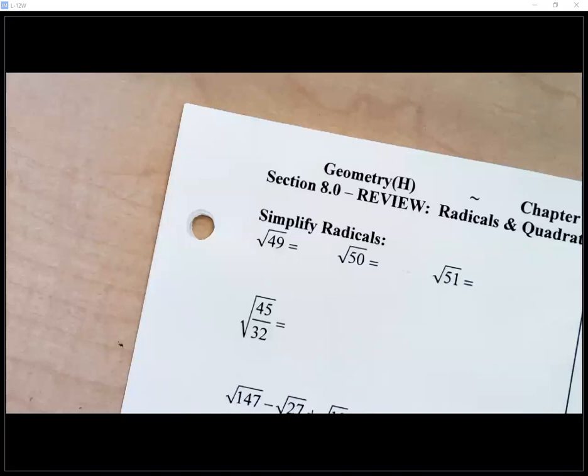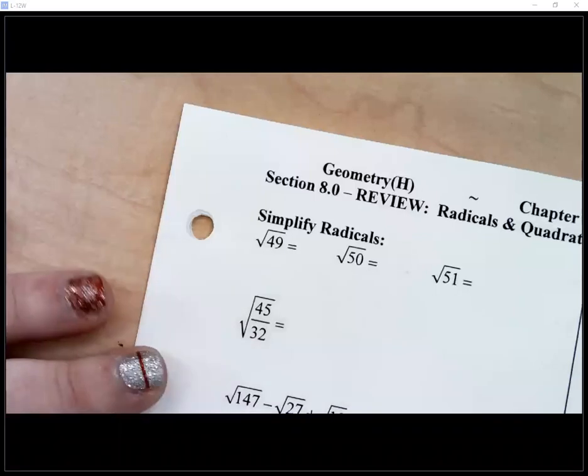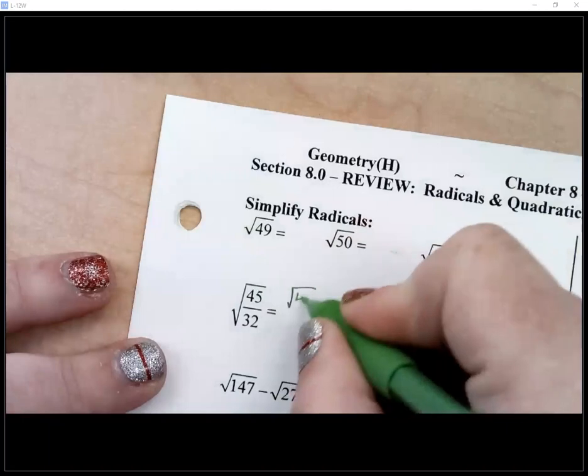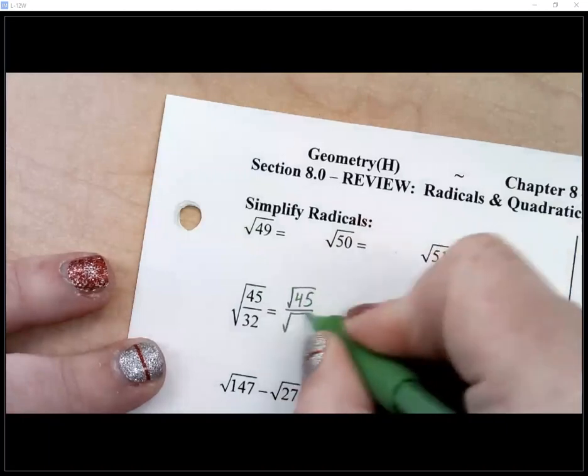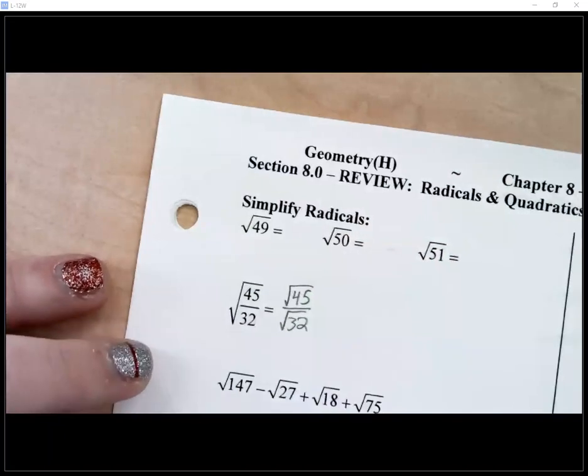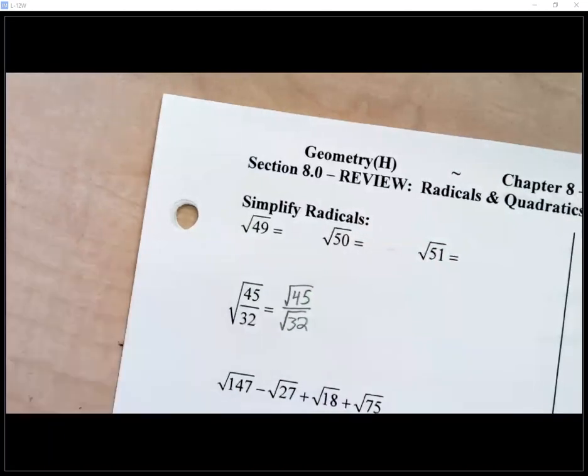So, do you remember that when you are taking the square root of a fraction, you can break it up into two square roots of just the numerator and just the denominator? So you can handle them separately. So that's basically what I'm going to do. I'm going to handle the square root of 45, simplify that like I normally would. Handle the square root of 32, simplify that like I normally would.